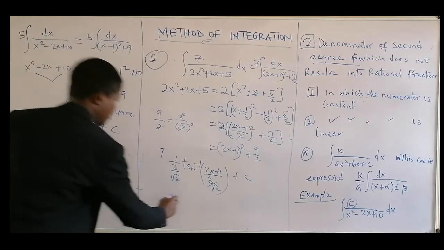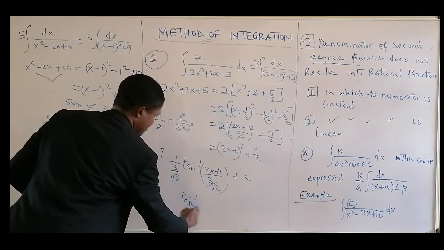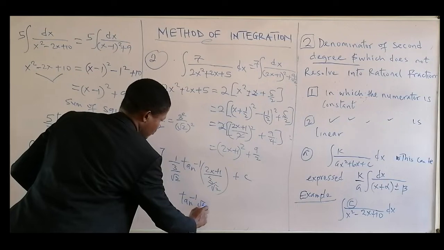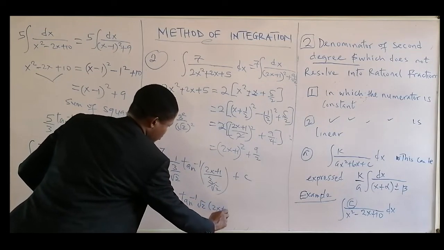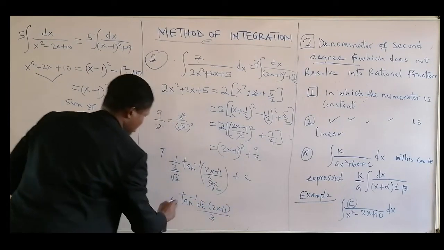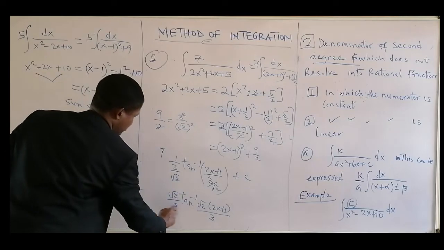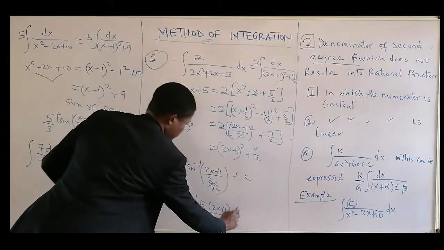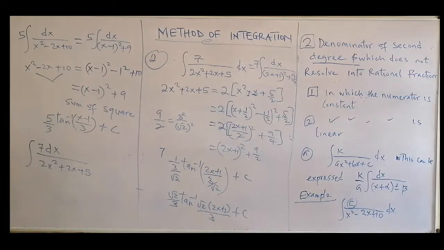So that will give us arctan of root 2 into bracket 2x plus 1 over 3, then this will give us root 2 over 3 plus c.